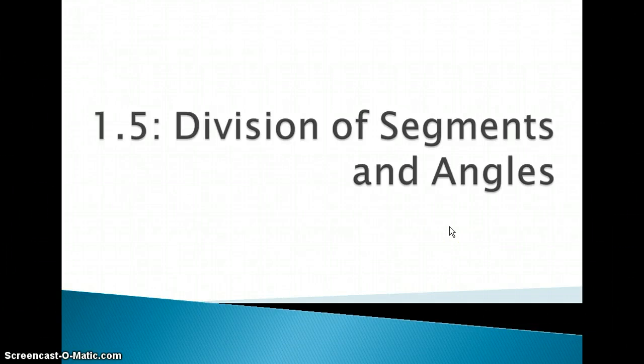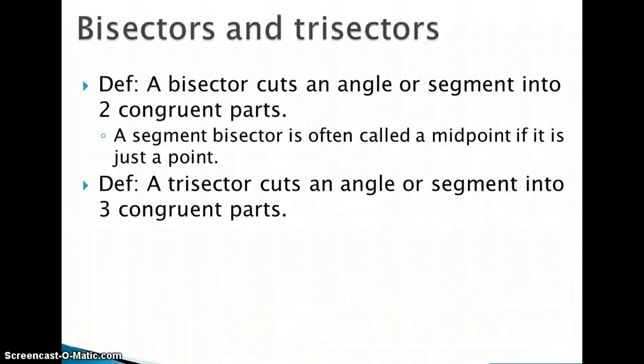Today's section is 1.5, division of segments and angles, and really just a fancy way to say that we're going to be dealing with bisectors and trisectors, ways that we can divide angles or segments into smaller pieces. So getting into those definitions, a bisector cuts an angle or segment into two congruent parts.